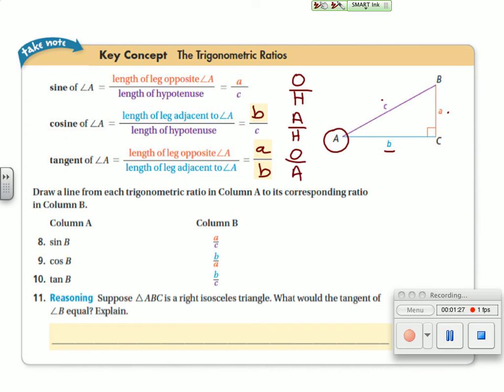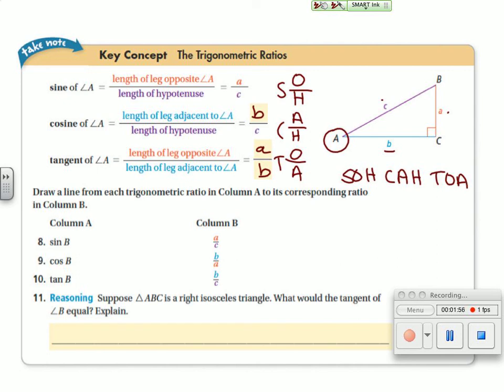So the way to remember this is SOHCAHTOA. You can make up all sorts of things with SOHCAHTOA if you would like to remember it. But SOHCAHTOA: opposite over hypotenuse is sine, adjacent over hypotenuse is cosine, and tangent is opposite over adjacent.